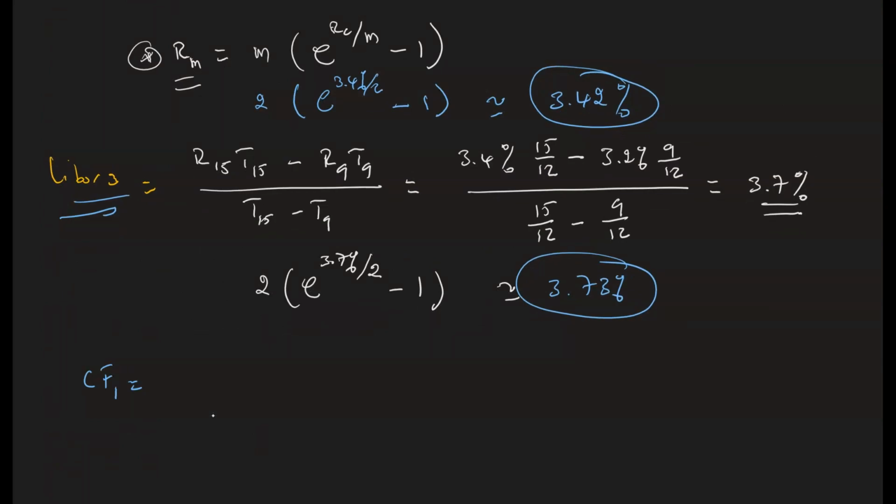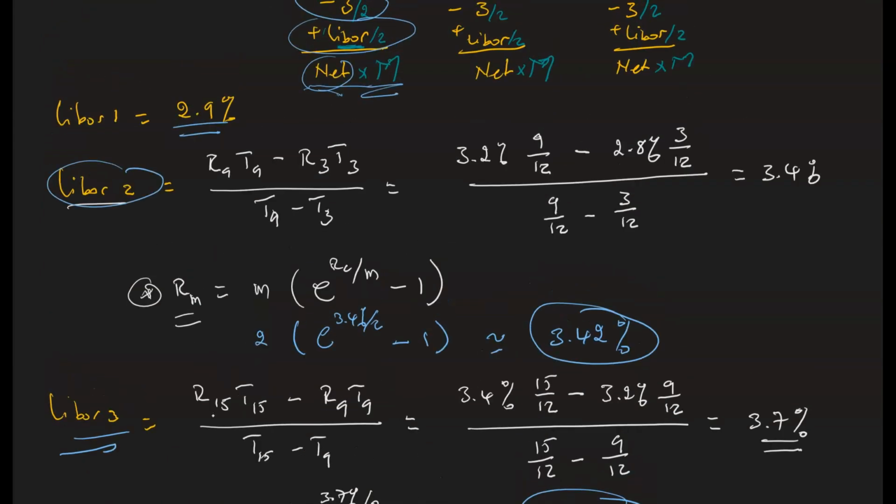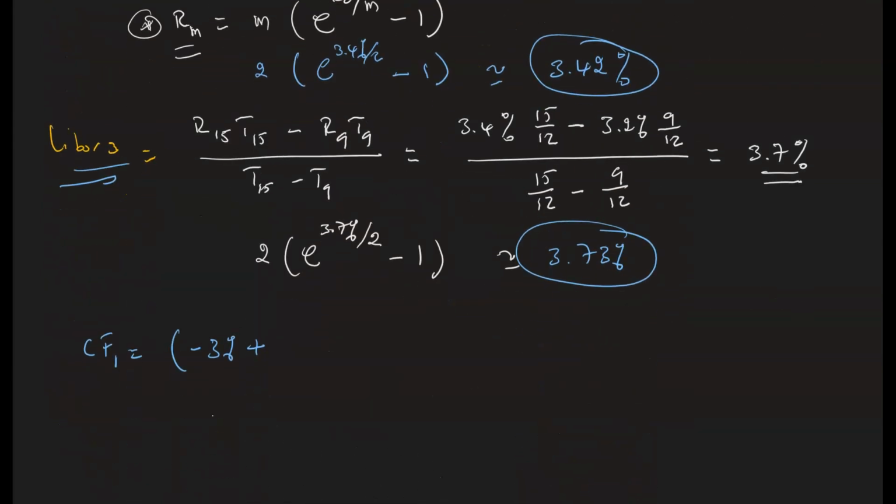is going to be equal to minus 3% plus LIBOR 2. And LIBOR 2, you remember early on we were given LIBOR 2 at 2.9%. So we're going to go back at 2.9%. To convert that to semi-annually, we're going to divide that by 2. That's going to give us our net amount, and we're going to multiply that by our notional, which is 100 million.